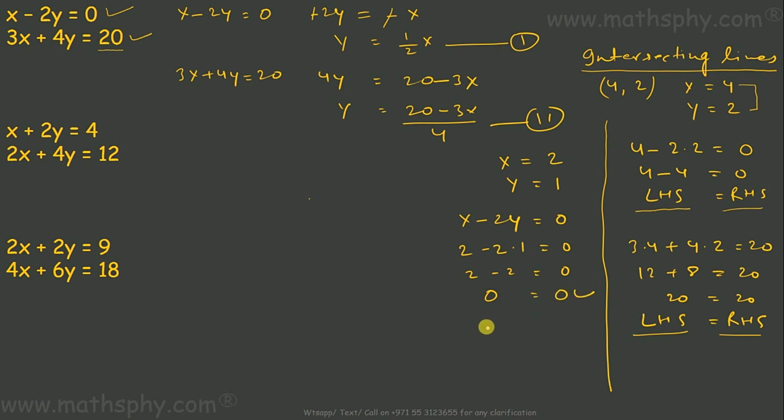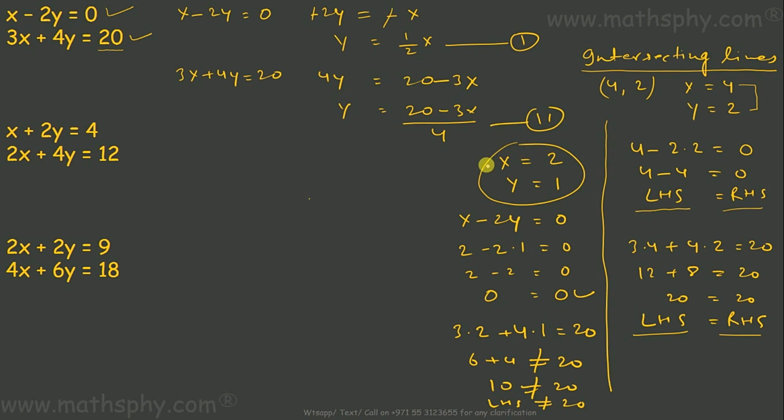Done. Let's try this with this equation. 3 into x plus 4 into y, which is 3 into 2 plus 4 into 1, equals 20? 6 plus 4 is not equal to 20. So 10 is not equal to 20, which means left hand side is not equal to right hand side. Which means this value is not the unique value for this equation.